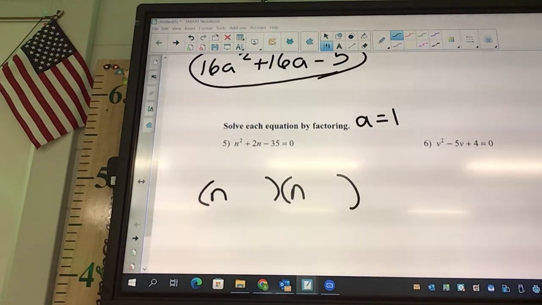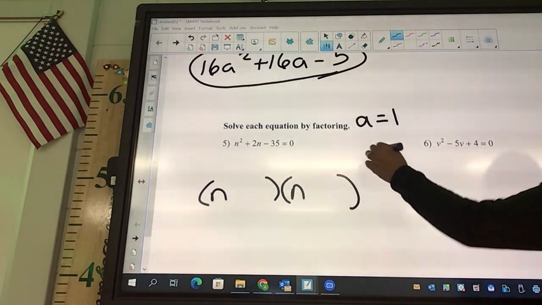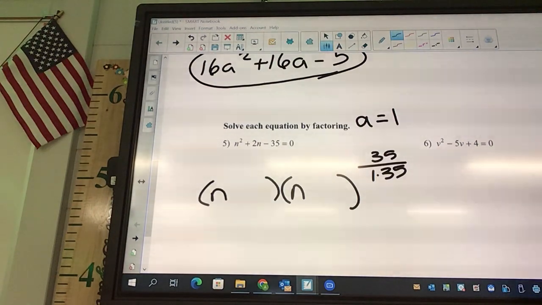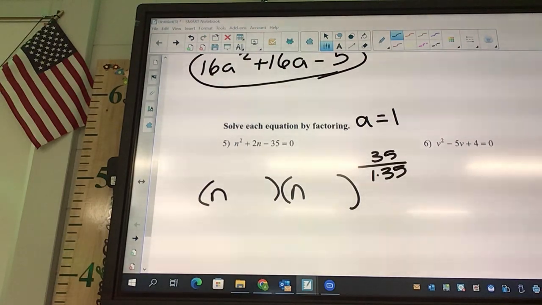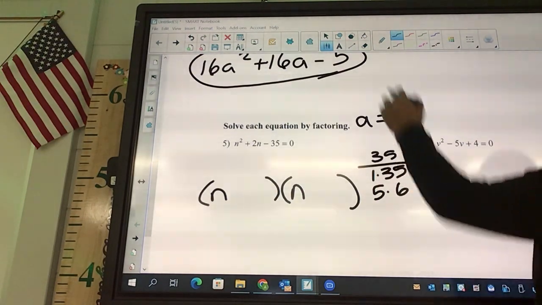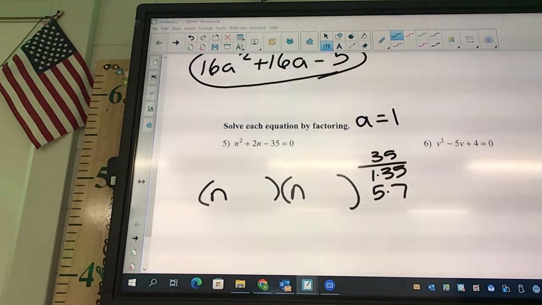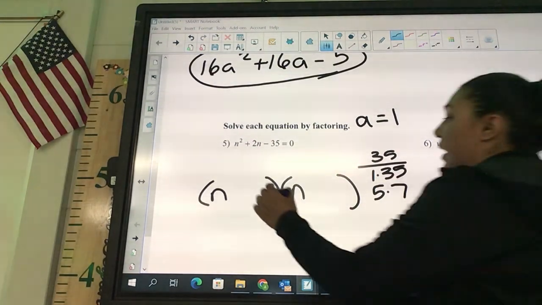What number are we using? 35. Okay, so we got 1 and 35. Does 2 go in? 3, 4, 5, 5 and 7. Oh, shoot. 5 and 7. Okay, I need something to give me a 2. What can I use? 5 and 7. And I need a positive 2.